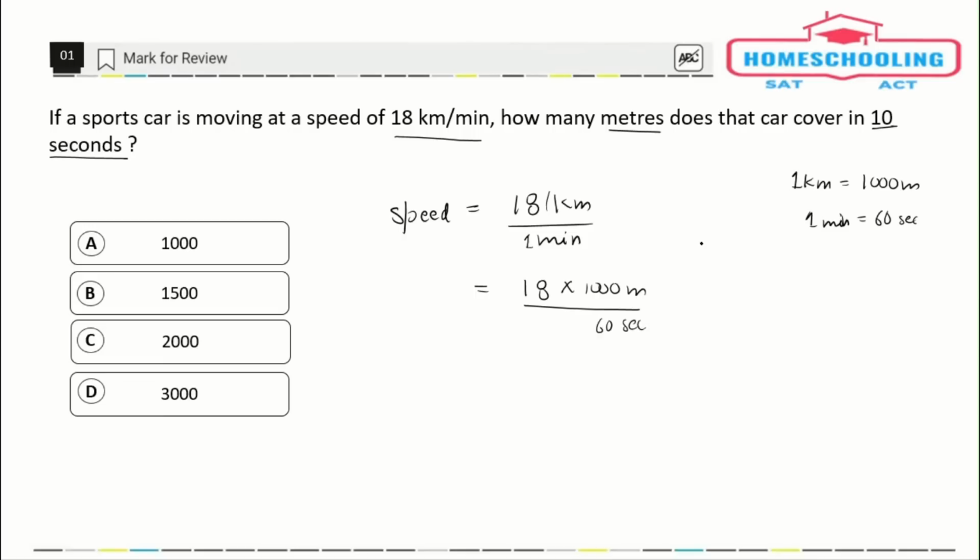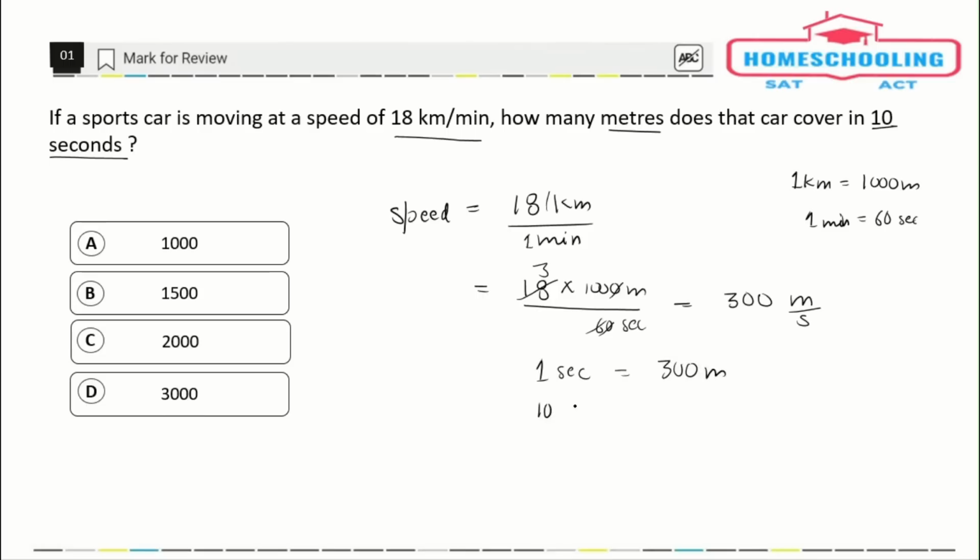So let me put it on my calculator. I don't think I'm going to need a calculator here. So this will go 3 times. So now 300 meter per second. So the speed in meter per second is, from this we can say that in 1 second, that sports car is covering 300 meters.